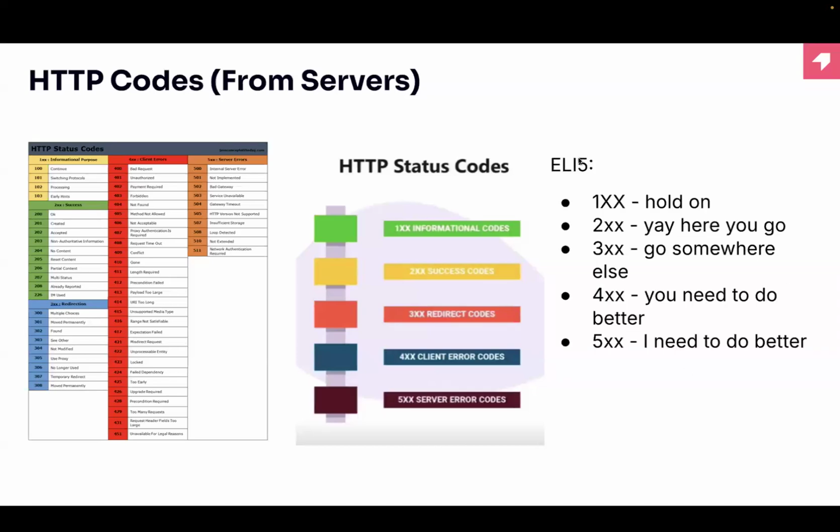So here's my explain like I'm 5. 1xx, you kind of hold on, I'll give you more information. 2xx is, yay, here you go, here's your stuff that you requested. 400 series is you need to do better. And then 500 means I need to do better as the server.